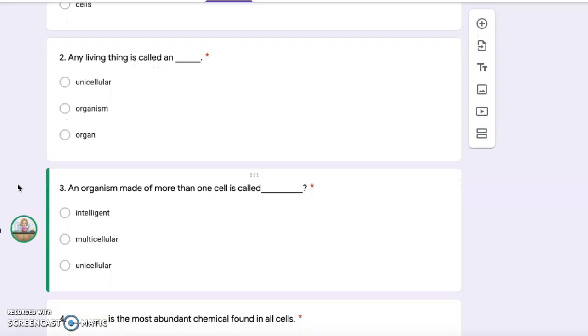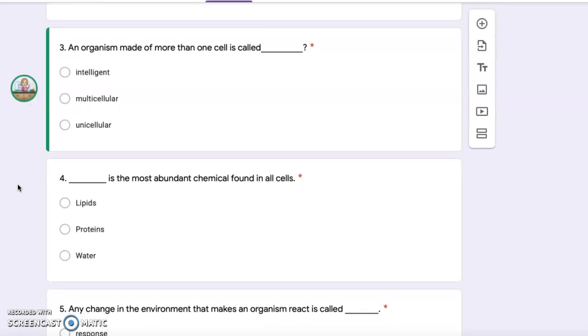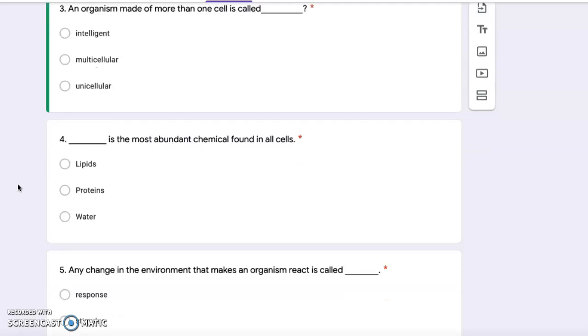Number 3. An organism made of more than one cell is called intelligent, multicellular, or unicellular. Number 4. Blank is the most abundant chemical found in all cells. Lipids, proteins, or water.